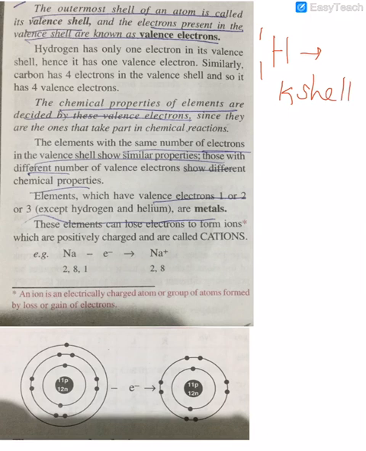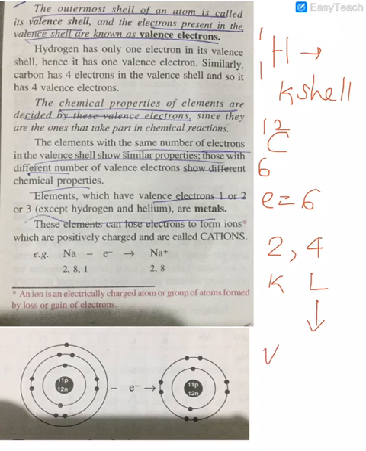Similarly, carbon has 4 valence electrons in its valence shell. Carbon's total number of electrons is 6, and its electronic configuration is 2, 4. This is the K shell, this is the L shell, so this is the valence shell. The chemical properties of the elements are decided by these valence electrons. In the case of carbon it is 4, and in the case of hydrogen it is only 1.